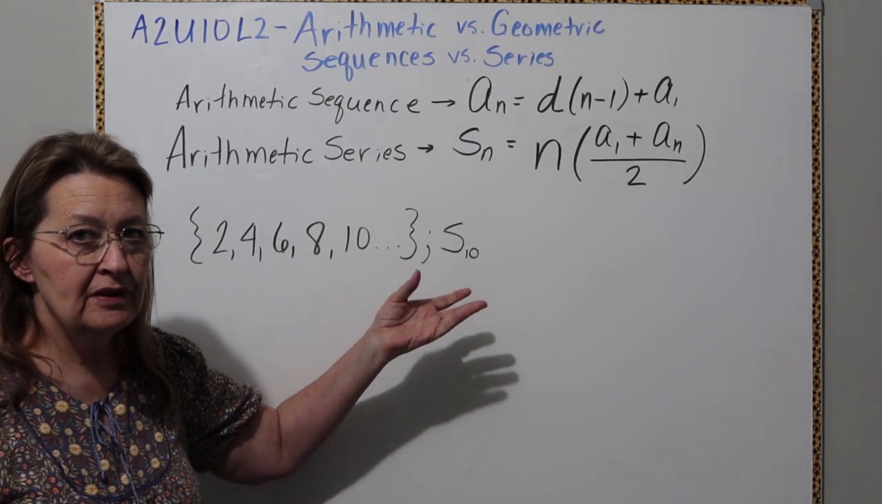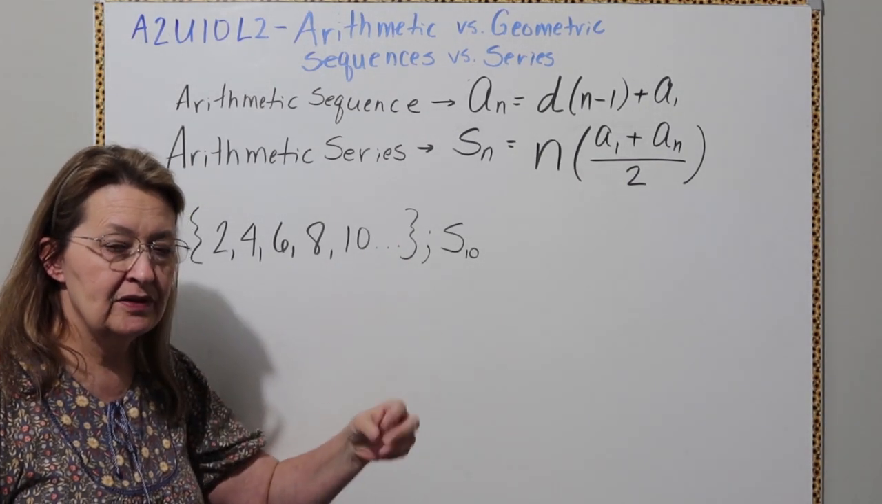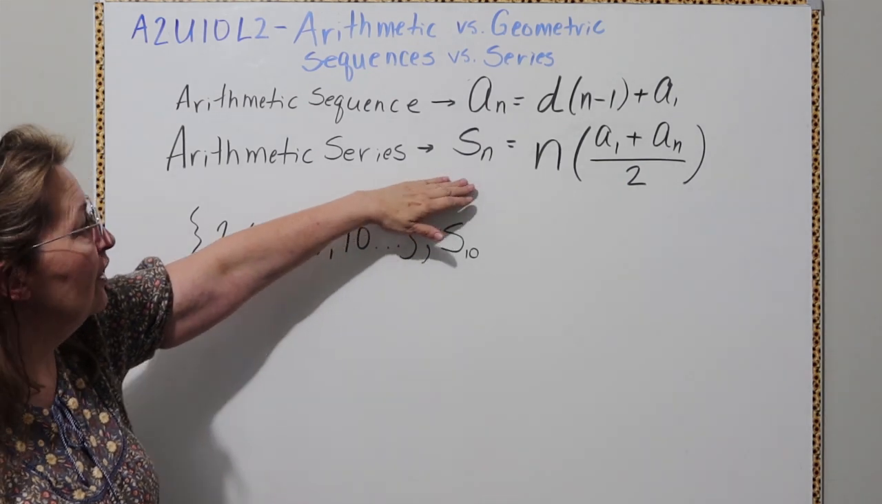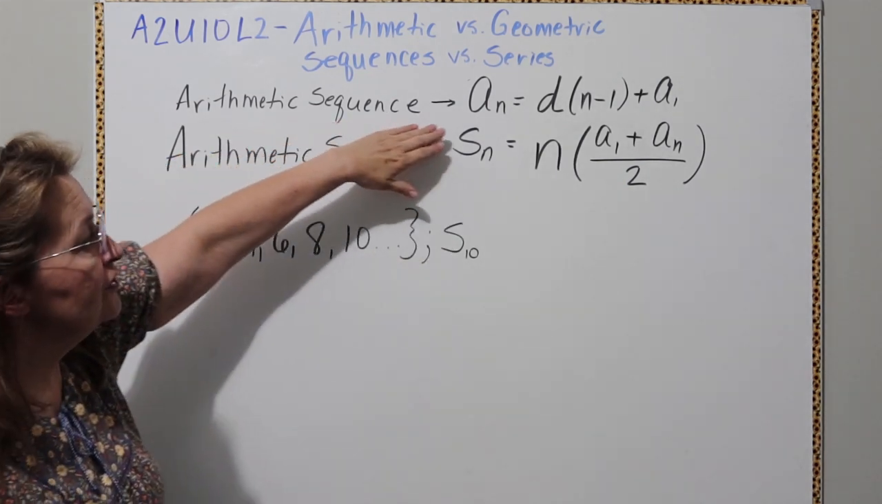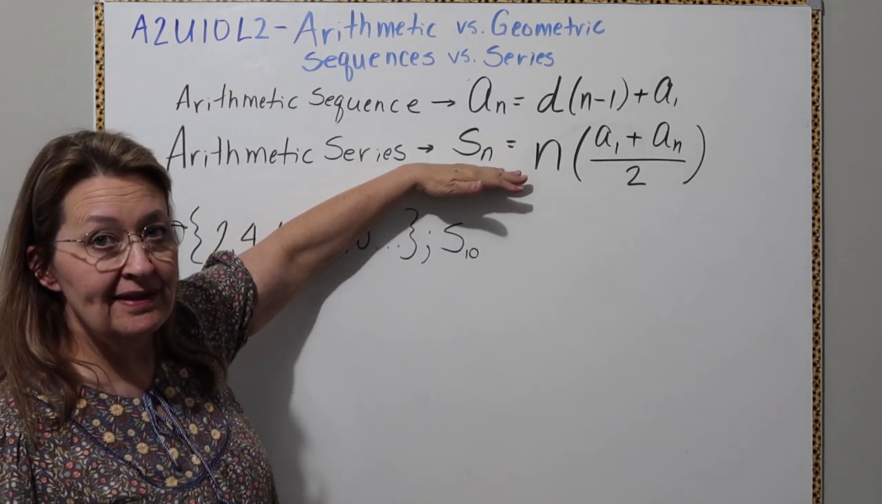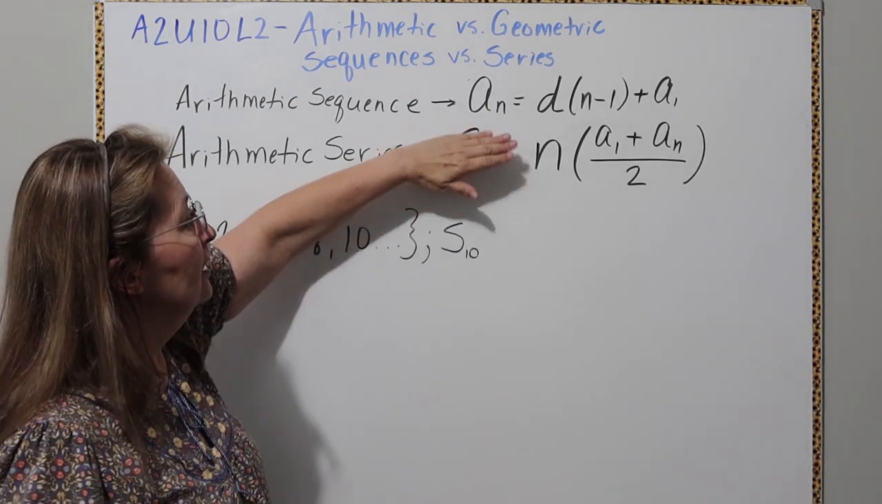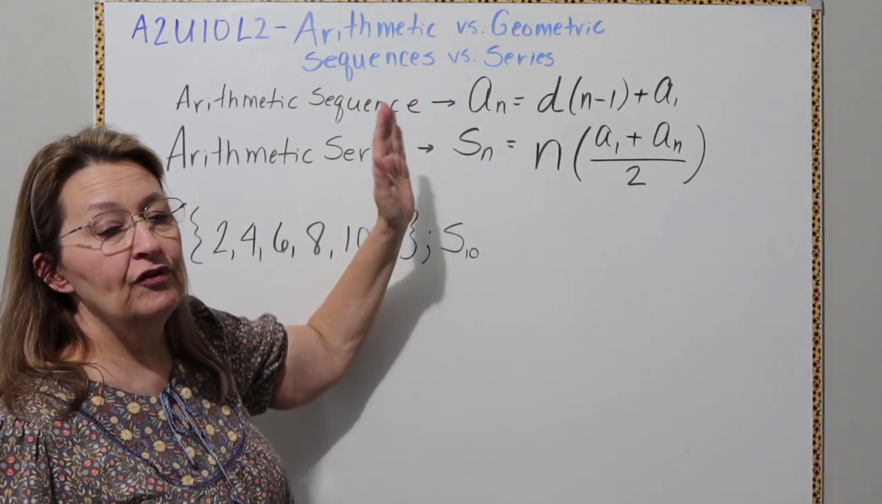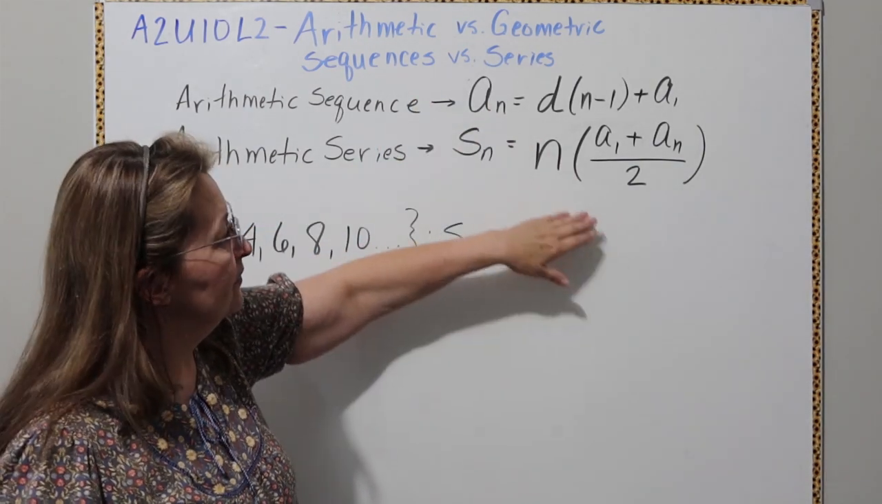Now let's look at an arithmetic series. Remember, a series is just when you take a sequence and you add all the terms together. So here's our formula. Notice the formula we just used for a sequence said a_n. This one is notated by S_n, so that's how you know the difference. If you have a_n, you're just looking for a certain term. If you have S_n, you're looking for the sum of the terms.